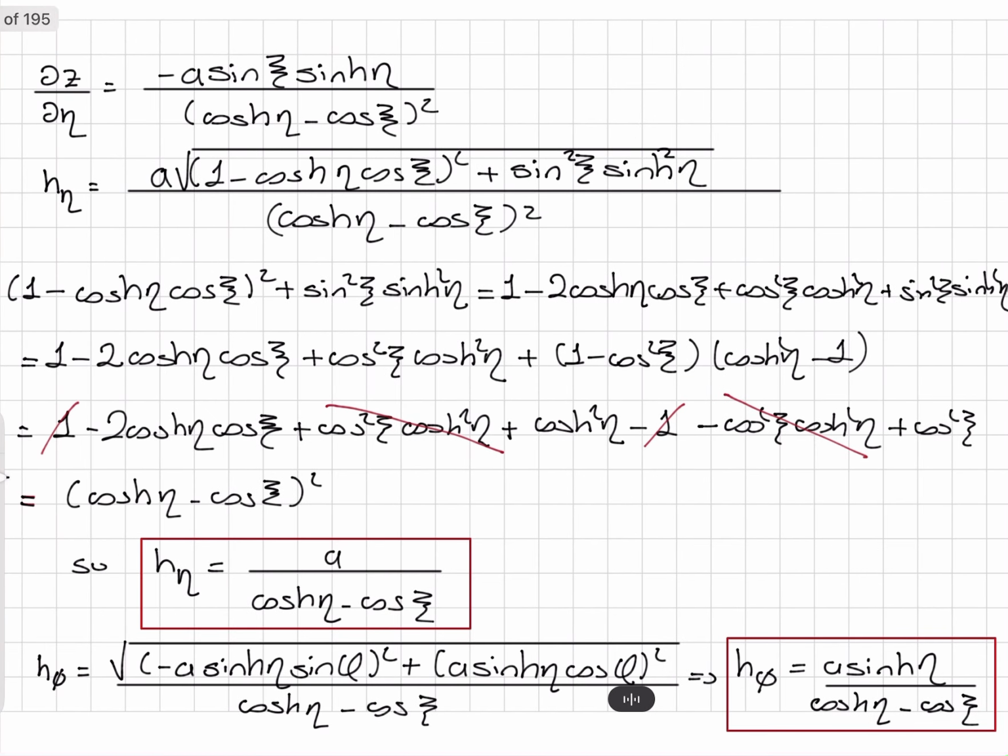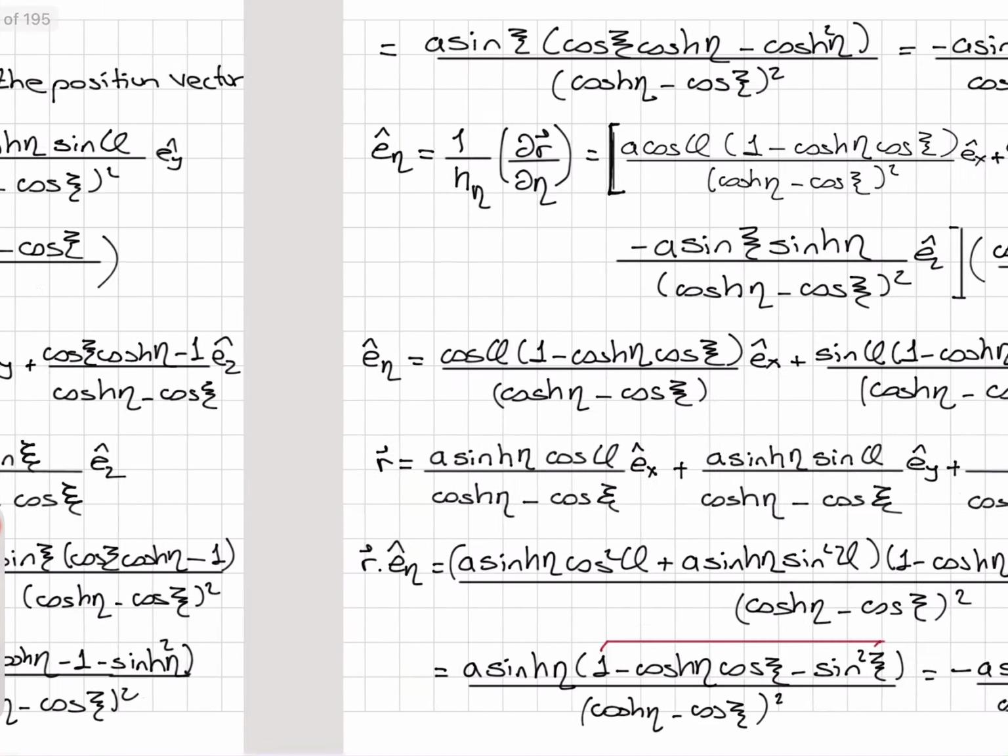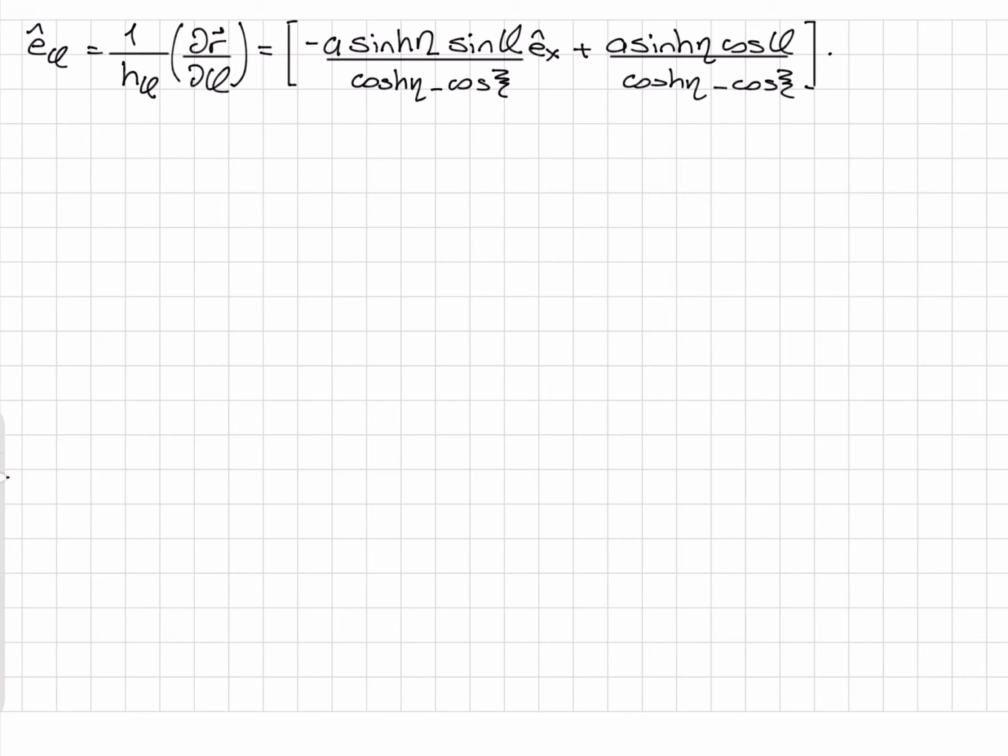What was h phi we calculated? It is a sine hyperbolic eta divided by cosine hyperbolic eta minus cosine psi. So the reciprocal will be cosine hyperbolic eta minus cosine psi divided by a sine hyperbolic eta. And what does that give us? So you see the bottoms will disappear and the sine hyperbolic etas will disappear. We will get a simple result, minus sine phi e_x hat plus cosine phi e_y hat.